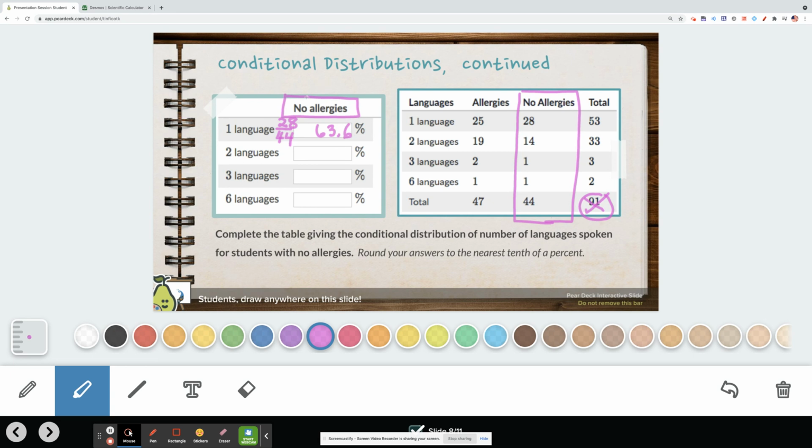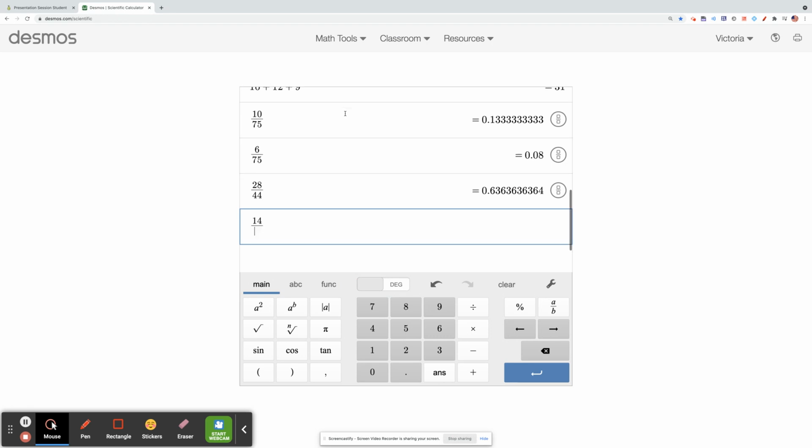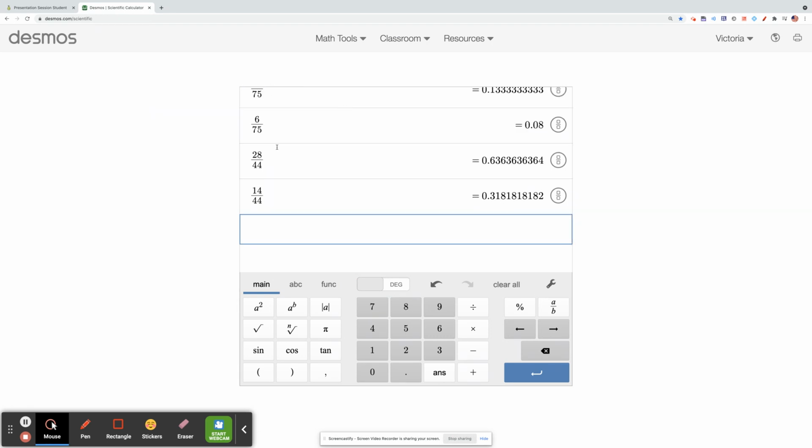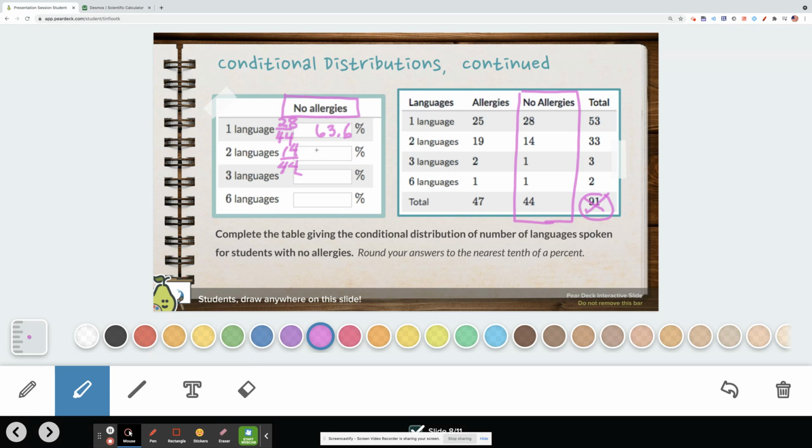All right, no allergies. What is the conditional distribution that 2 languages are spoken, given the person has no allergies? So no allergies is 44. 2 languages is 14. Oh, look, it's half of the 28, so it must be half of this percent. Let's look at it. 14 over 44, 31.8%. You can complete that. And when you're done, we expect that your percents will add together to equal a total of 100%, okay?